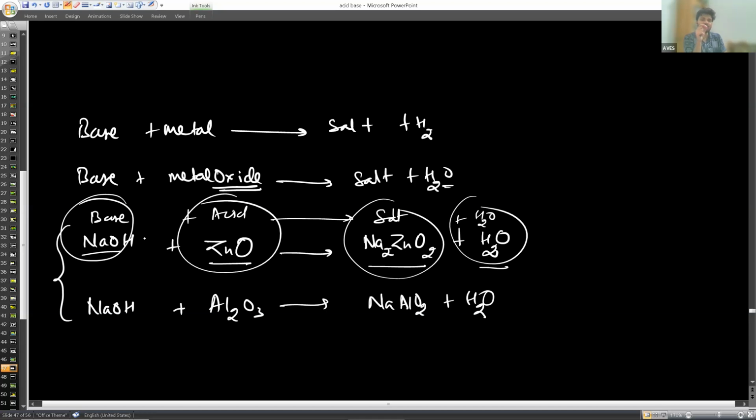Generally, Mariam, please concentrate here, metal oxides are basic in nature. But some metal oxides show both acidic as well as basic behavior. These metal oxides are called amphoteric oxides. What do we call them? Amphoteric oxides.